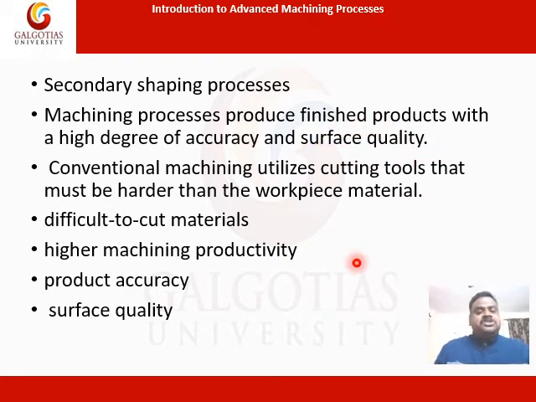But even in conventional machining, we face challenges, like there are some materials which are hard to cut, like materials of high hardness and materials of high brittleness. And when we require higher productivity than conventional machining can offer, and when we also have the requirement of very high product accuracy, or dimensional tolerances, and very high surface quality, then we'll have to choose a method other than the conventional machining methods. So here comes the need and the use of advanced machining processes.